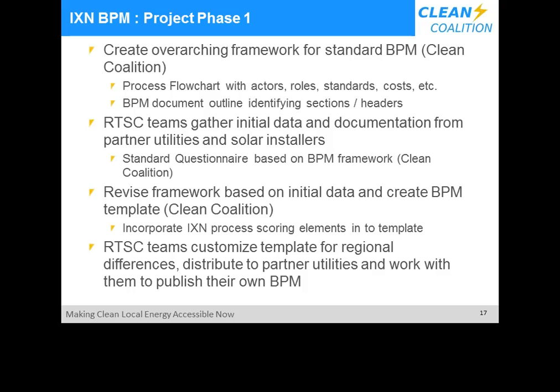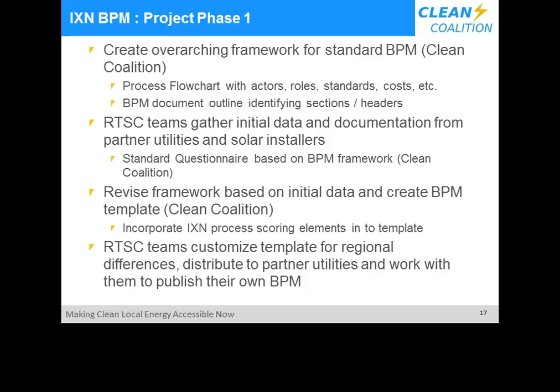And so this overarching framework would look something like a flow chart, a process flow chart, which will tell you, the installer, what steps you're going to go through, who you're going to talk to at certain points. And then the BPM framework would then give the different sections and outline of what the utilities would fill into this document for their particular jurisdiction and their particular processes.